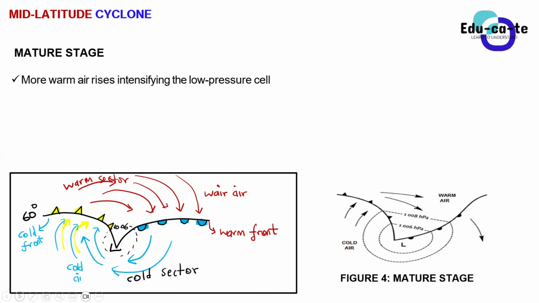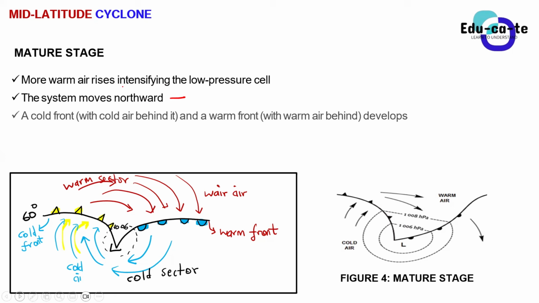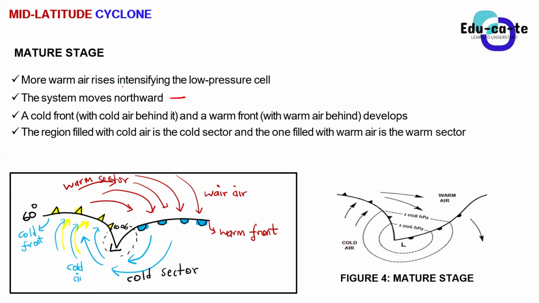Yes. We talked about the intense low pressure system. We said we'll come back to this northward point. And we talked about the cold front and the warm front, a well-developed cold front and a well-developed warm front. We talked about these two. We talked about the warm sector and the cold sector, which is just the region that is filled with warm air and cold air, respectively.